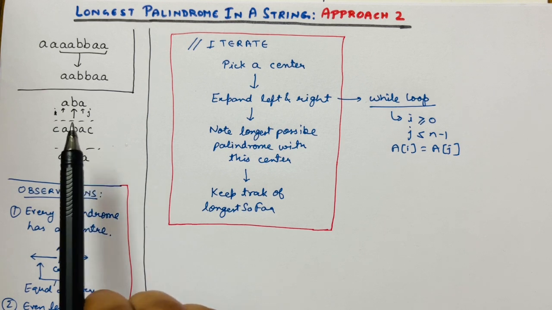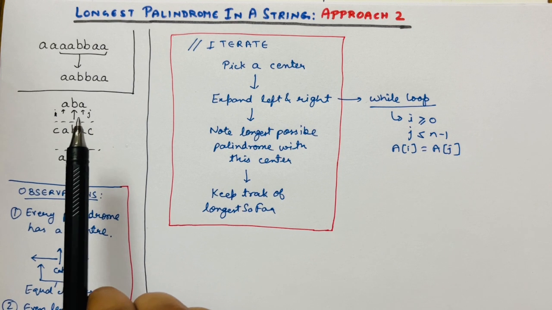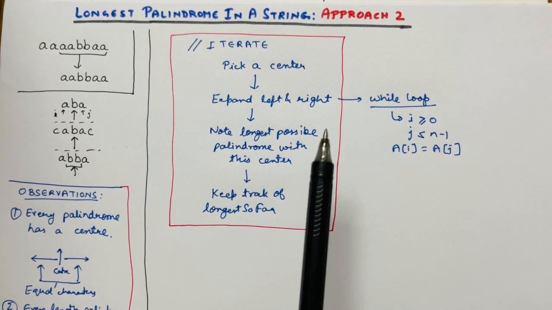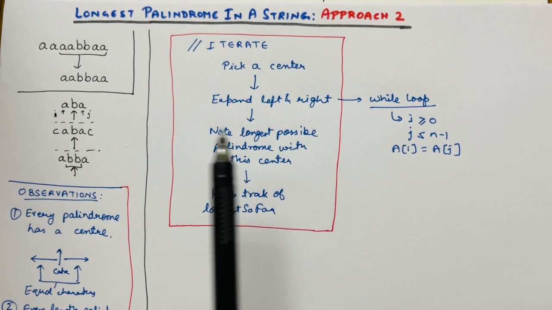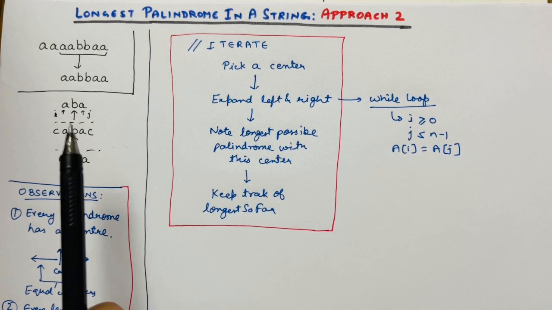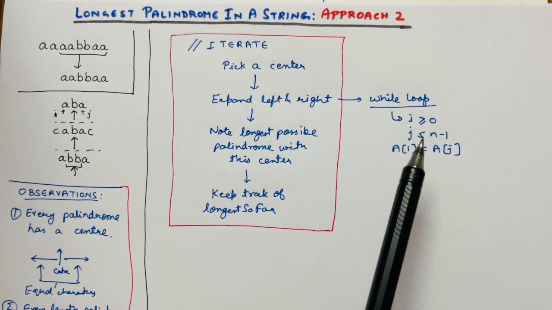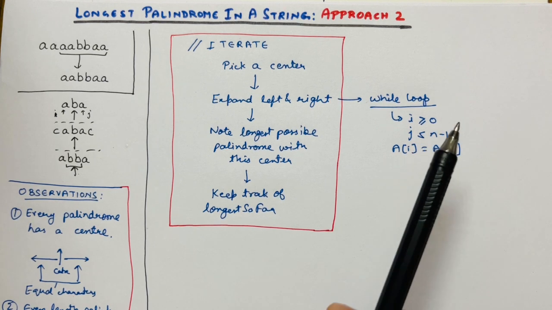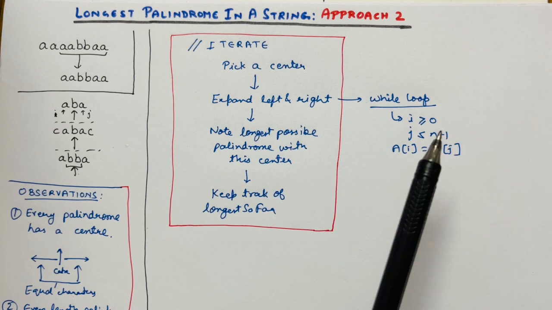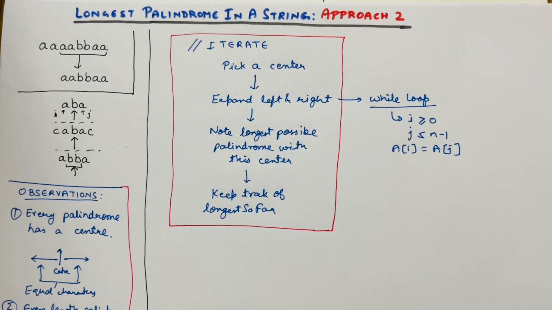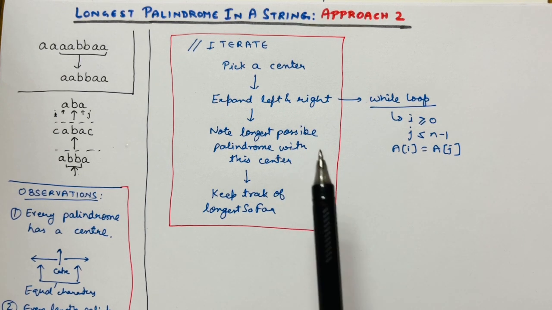We will have two pointers i and j, which we will initialize just to the left and just to the right of the center. Then we will run a while loop. Till when will we run this while loop? Till the time A[i] is equal to A[j], that is, the two characters are equal, and i should be greater than or equal to 0 and j should be less than or equal to n minus 1. These two conditions ensure that we do not breach the extremes of the string. Then once we come out of the while loop, we will have the longest possible palindrome with this center.